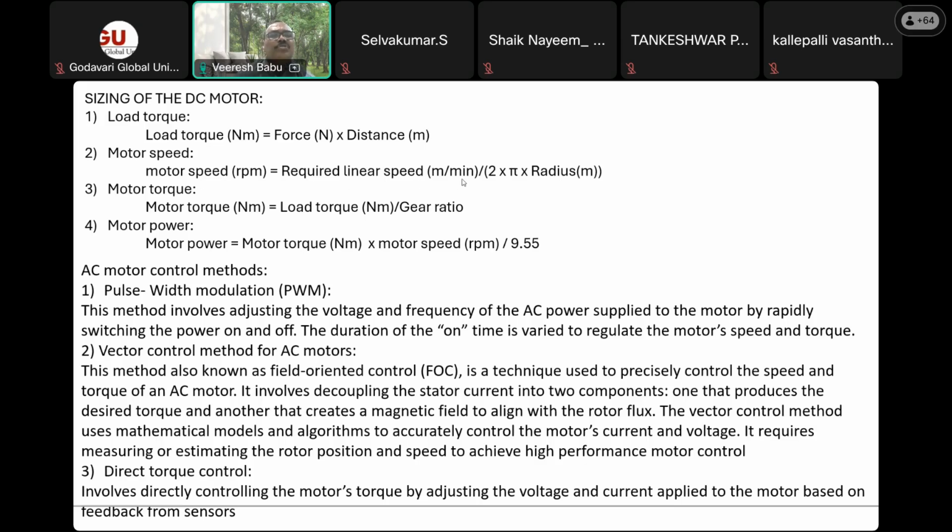Based on that, motor torque is equal to load torque divided by gear ratio. The gear ratio you will be following is first gear, second gear, third gear, fourth gear, something like that, right? This is the gear ratio, and then motor power is equal to this one.